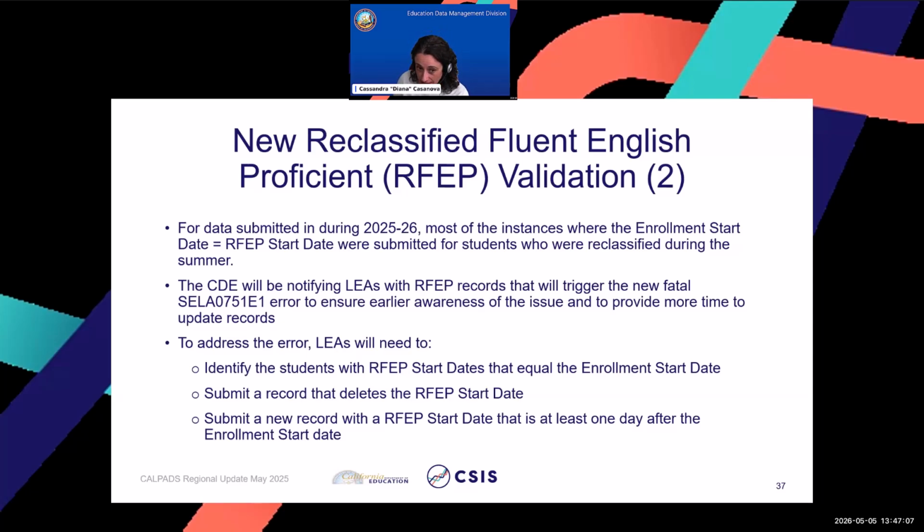And we've included some steps here today on how to address the errors. So LEAs are going to need to identify the students with RFEP start dates that equal the enrollment start date. They're going to need to submit a record that deletes the RFEP start date and then submit a new record with an RFEP start date that is at least 1 day after the enrollment start date.